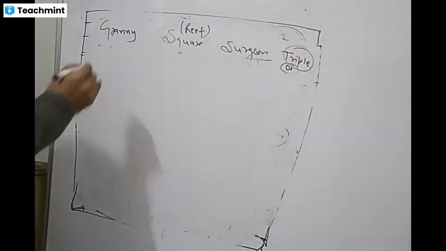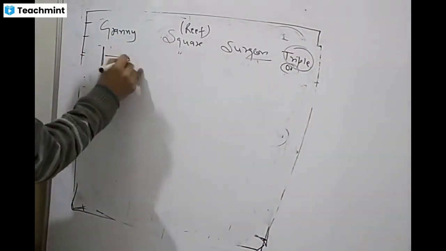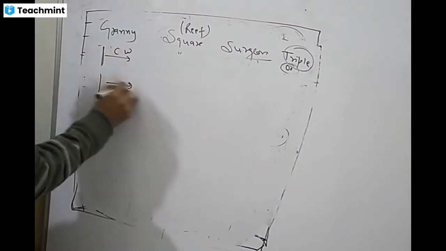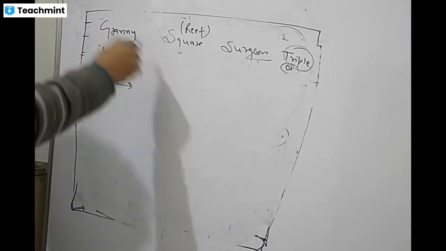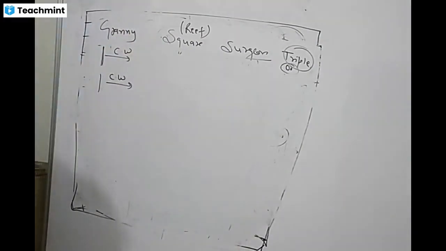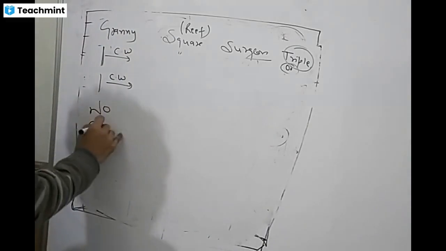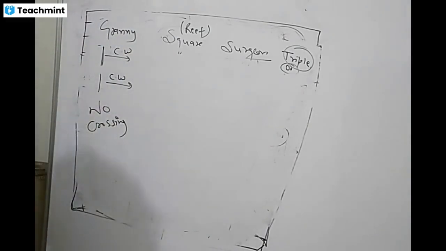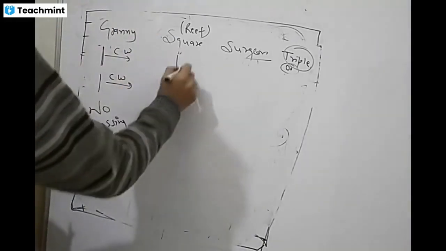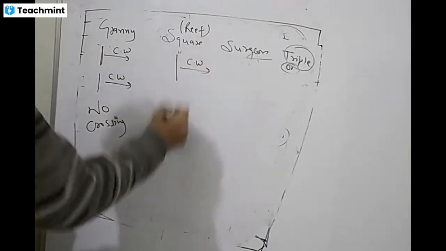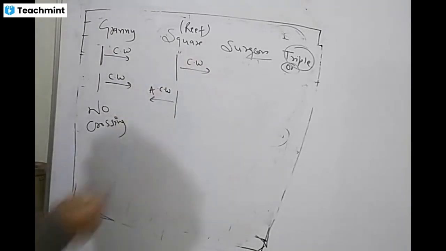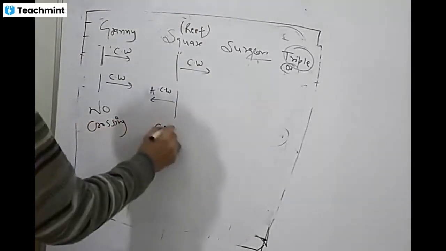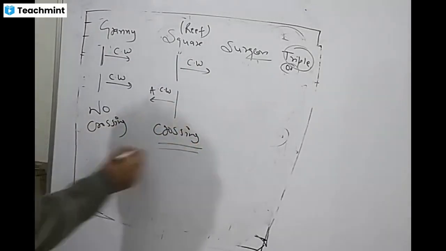In granny, the first throw is clockwise and the second throw is also clockwise. It means with the help of needle holder, we take first clockwise, then second throw is also clockwise, meaning there is no crossing. In case of square, the first throw is clockwise and the second throw is anti-clockwise. So we are coming opposite, that is, crossing takes place.